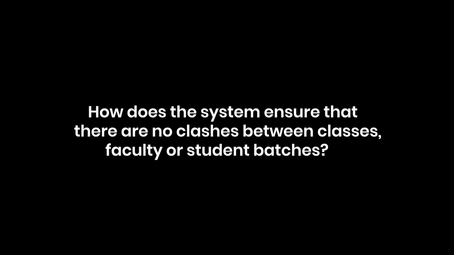How does the system ensure that there are no clashes between classes, faculty, or student batches? Yes, when we build the timetable scheduling system, there are certain hard constraints that it cannot break. A student cannot be in 2 sessions at the same time. A faculty cannot be in 2 sessions at the same time. A classroom cannot have 2 sessions at the same time. So, first, during its generation or change management, the system does not allow any of these constraints to be broken. Even if somebody has done it by mistake, etc., the system flags it immediately.